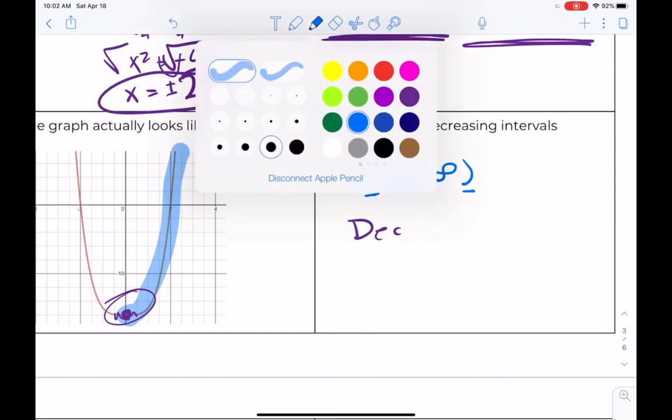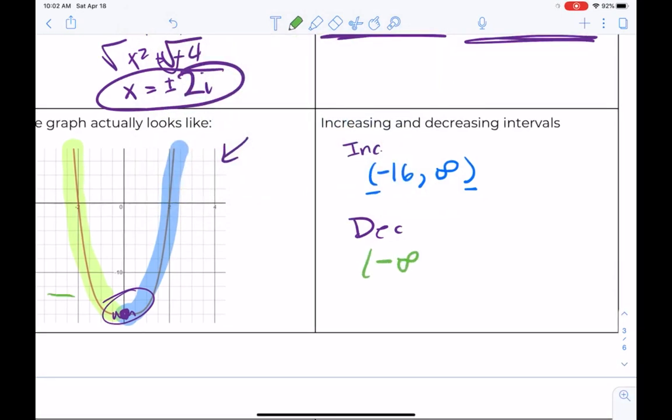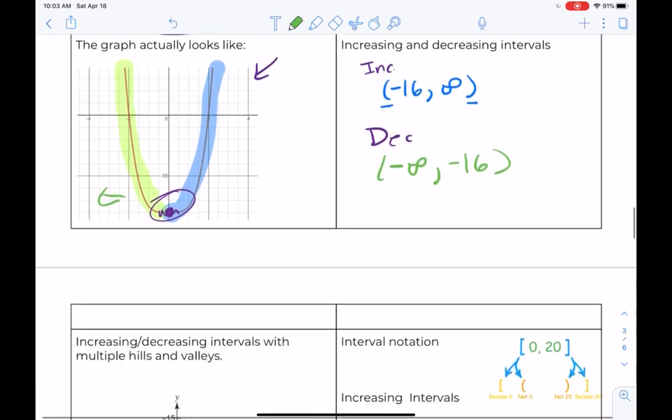Okay, where's this thing decreasing then? Well, if it's increasing on the right-hand side, then it must be decreasing on the left-hand side right here. So as we go from negative infinity over here, negative infinity as we go toward that negative 16 point, again, not including those values because that point right there is just a sit still point.